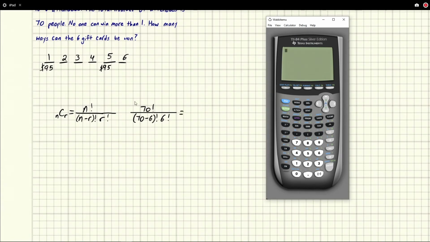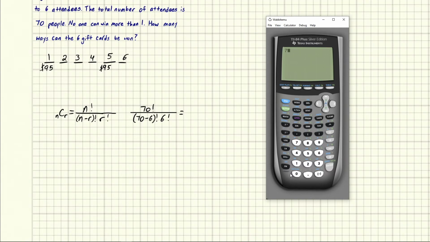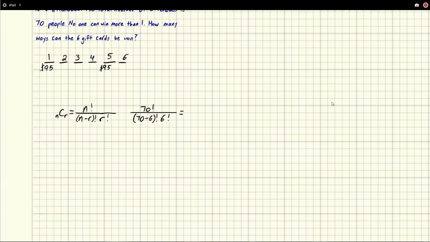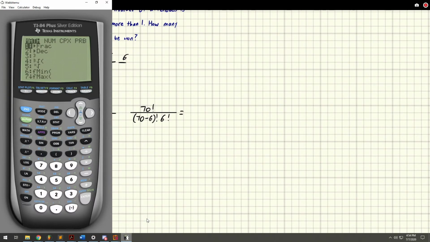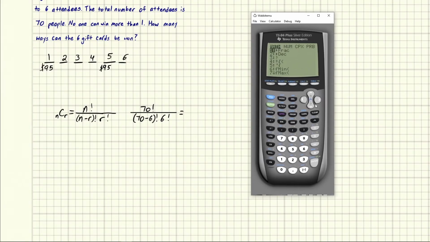So to type this in the calculator, first we'd type a fraction. However, we're going to run into a problem. 70 factorial is so big, it's going to have a problem calculating it. If we put in 70 and then factorial, so we go to math, probability, and then we choose factorial, it's going to tell us it's just too big.